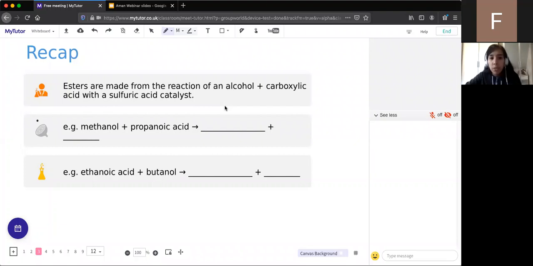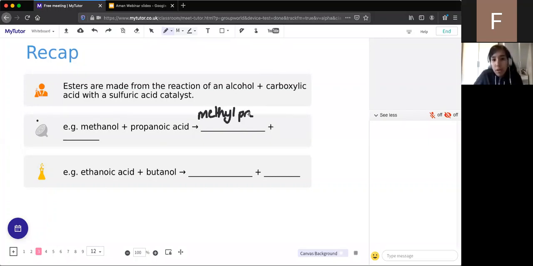Any ideas what the second product is? So the person that gave me the correct product, what's the second product? Good. Yep, the second product is water. Excellent. Brilliant. Yep, so we've got lots of correct answers now. So it's methyl propanoate.